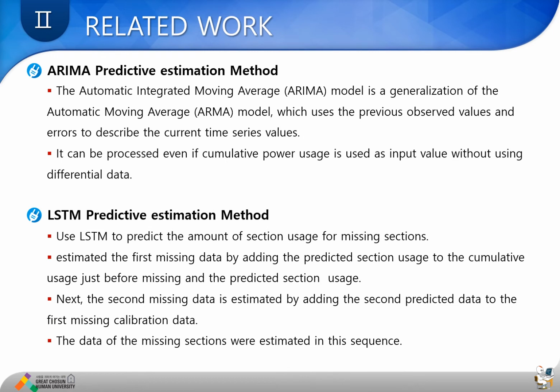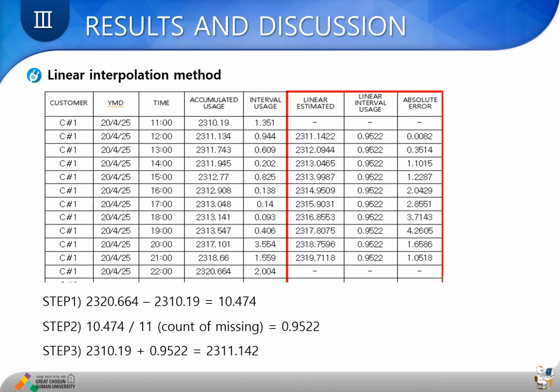Fourth, LSTM predictive estimation method. Use LSTM to predict the amount of section usage for the missing section. Estimate the first missing data by adding the predicted section usage to the cumulative usage just before missing and the predictive section usage. Next, the second missing data is estimated by adding the second predictive data to the first missing data. This page is result and discussion.